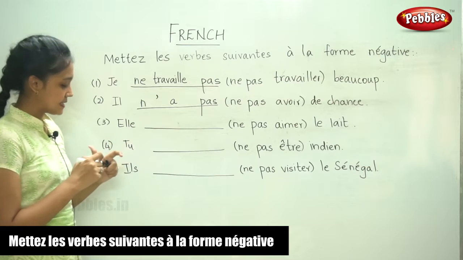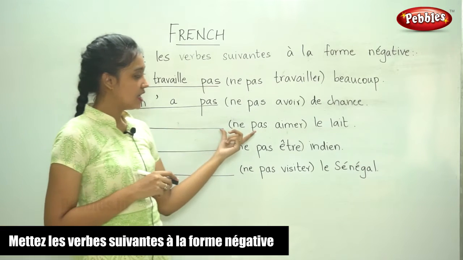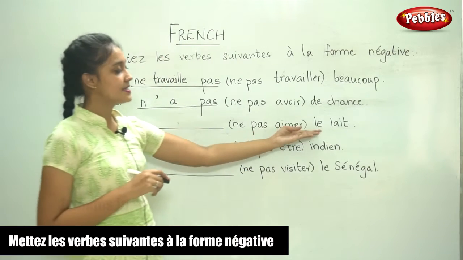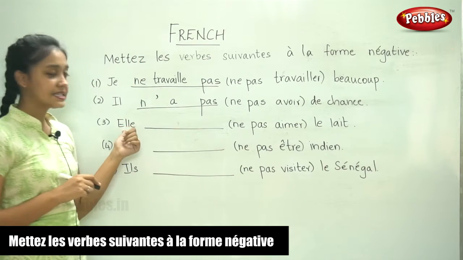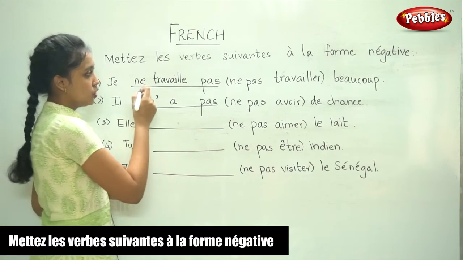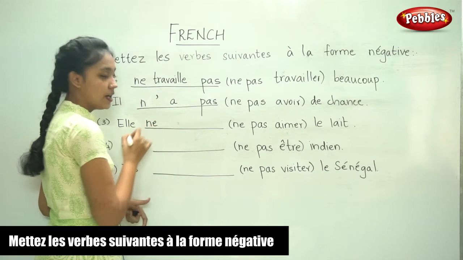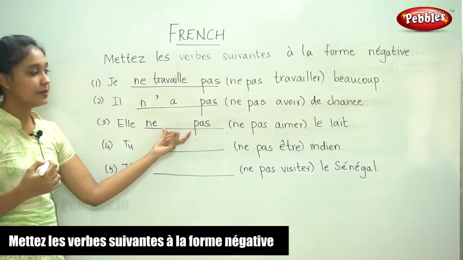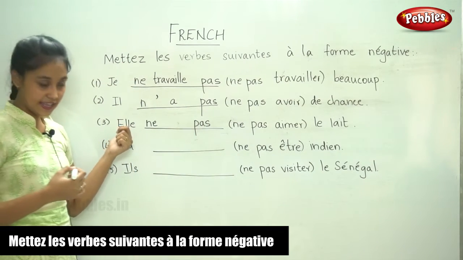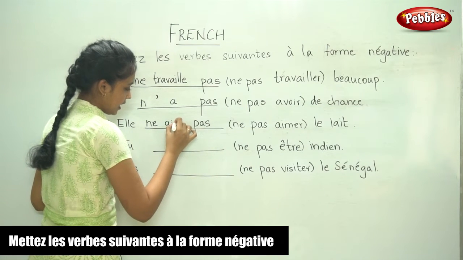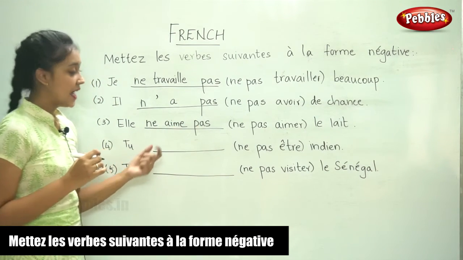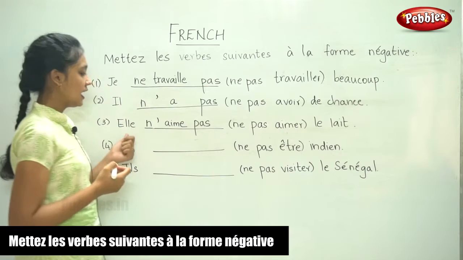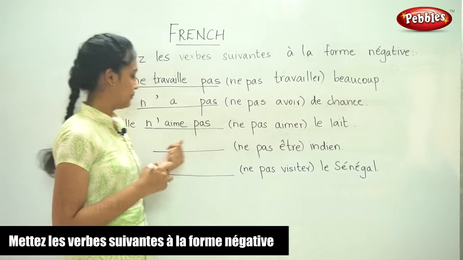Now the next sentence. "Elle dash le lait." So now the verb is aimer and the subject is elle. So to write the negative, we put ne before, pas after, and the verb is aimer. For elle, it is aime. Again here we see there is a vowel clash. So, elle n'aime pas le lait.